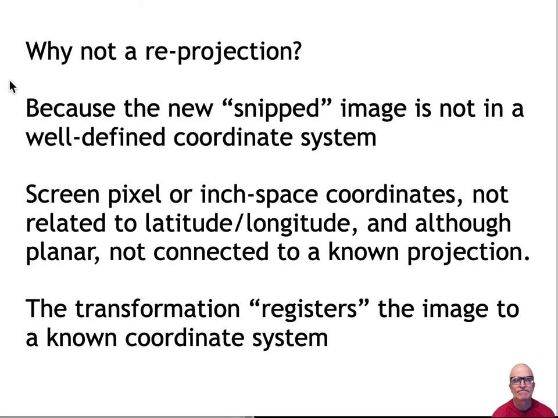So the main reason we don't reproject is because we have these screen or inch-based coordinates. And the transformation registers the image to a known coordinate system, just knowing these screen or inch-based coordinates, and then for corresponding points, the ground coordinates, the target coordinates. We have to get those target coordinates, though, so we have to either have another image that has those coordinates or be able to visit them on the ground and GPS them, somehow get the real coordinates, right?